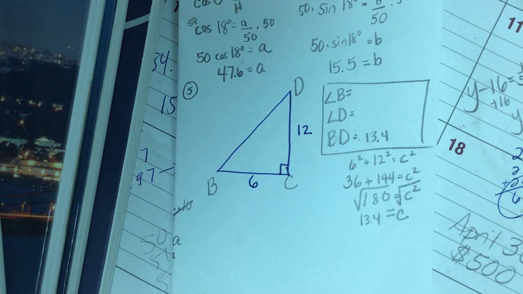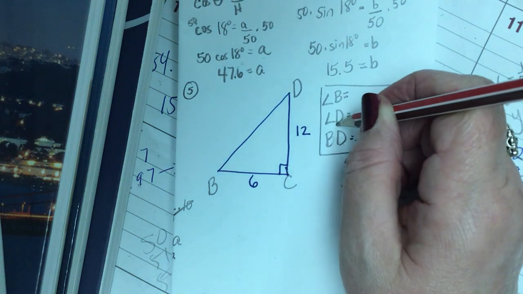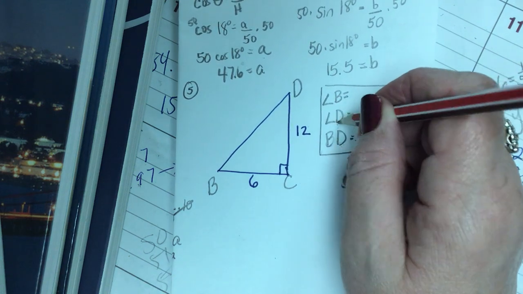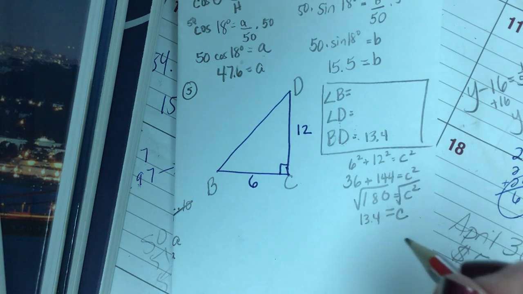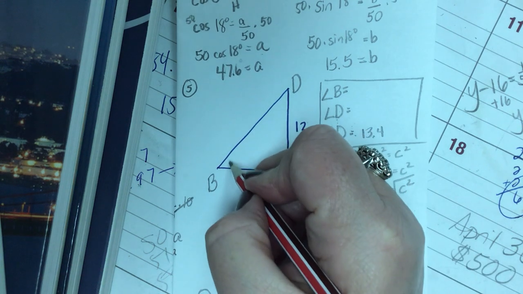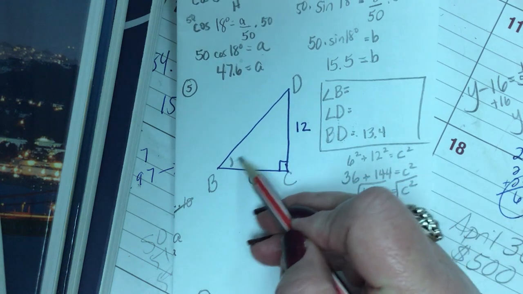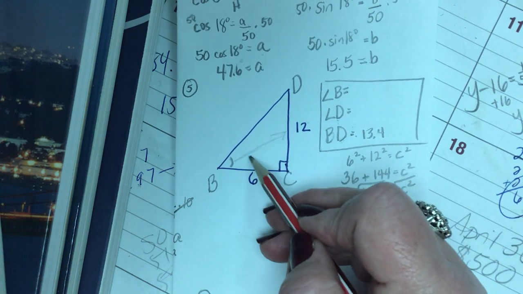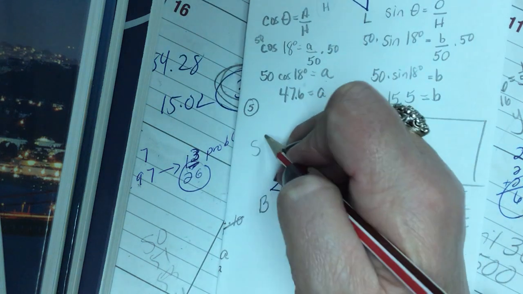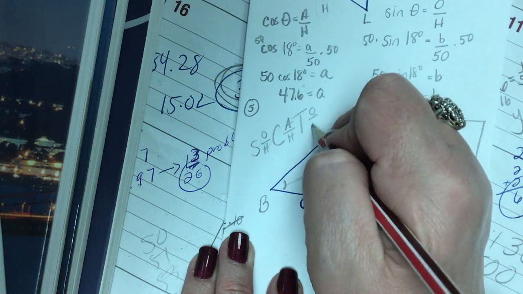Now, I need to find angle B or angle D. I don't know the angle, so I have to use the inverse. Okay, let me see. I am going to find angle B first. What do I know in relationship to angle B? I know that side, and I know this side. Is that SOH? Is that CAH? Or is that TOA?